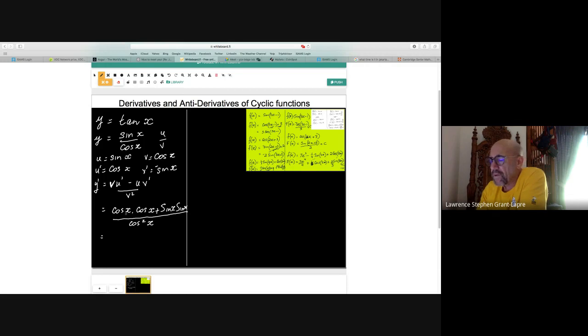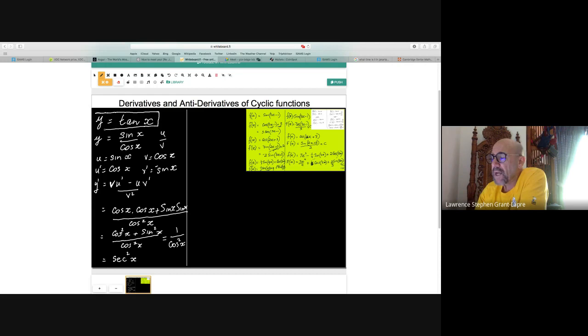Now on the top we've got cos squared x plus sine squared x, over cos squared x. Now cos squared x plus sine squared x equals 1, and 1 over cos squared x. Now 1 over cos is sec, therefore that equals sec squared x.